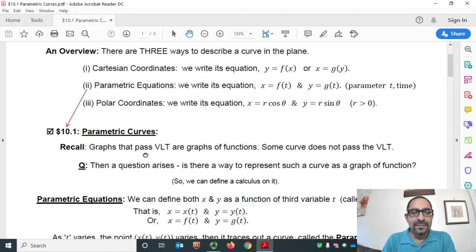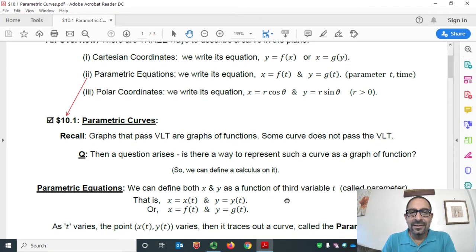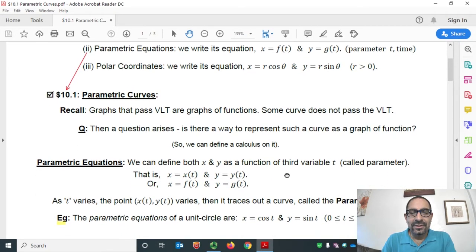Parametric curves. Quick recall. Graphs that pass the vertical line test are graphs of functions. Some curves do not pass the vertical line test, then questions arise. Is there a way to represent such a curve as a graph of functions, so we can define a calculus on it later? The answer is yes. We use parametric equations.